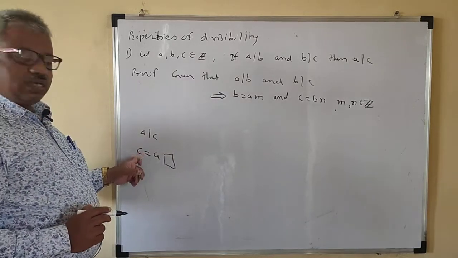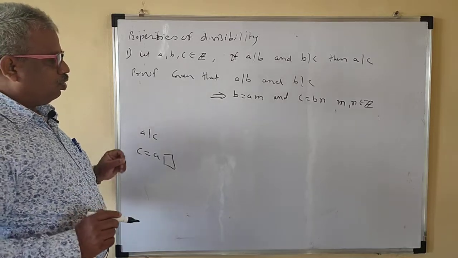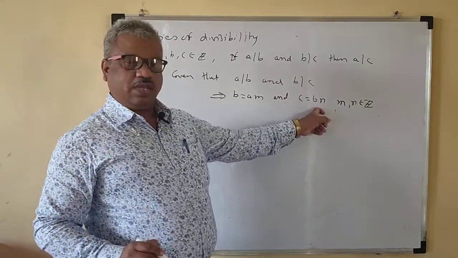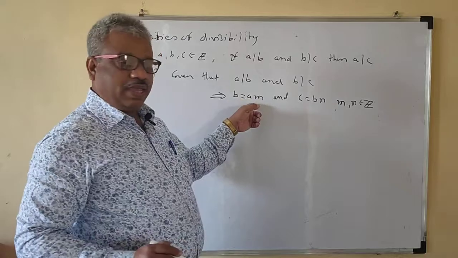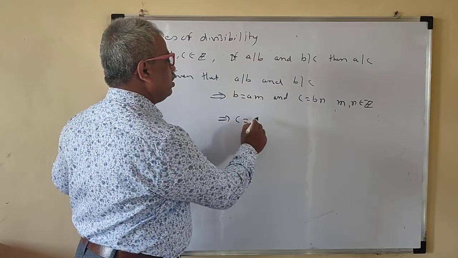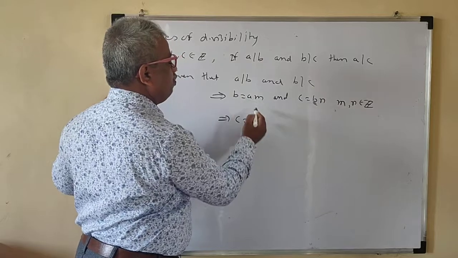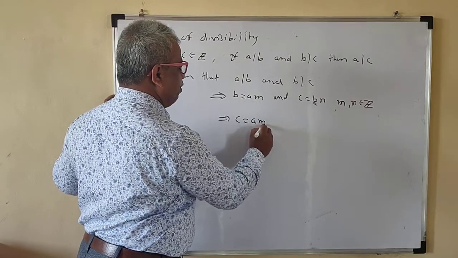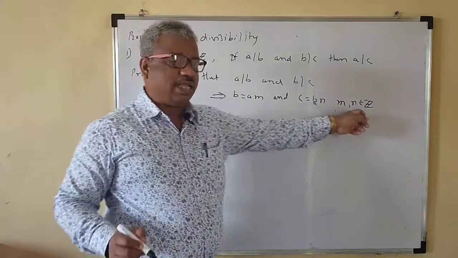That means C is a multiple of A. This you want to prove. Now where is C? C is equal to BN. Now you have the value of B, B is equal to AM. So I will put the value of B. So this implies that C is equal to the value of B, which is AM, so AMN.